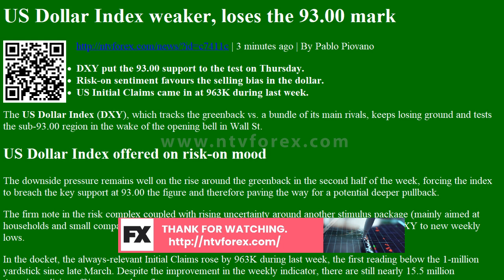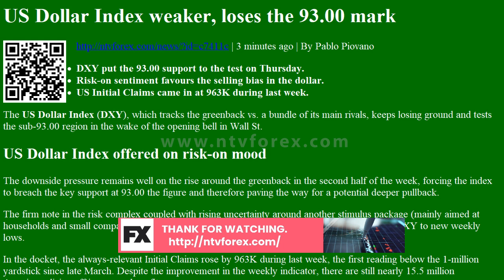In the docket, the always relevant initial claims rose by 963K during last week, the first reading below the 1 million yardstick since late March. Despite the improvement in the weekly indicator, there are still nearly 15.5 million Americans living off insurance benefits. Additional data saw export prices and import prices rising at a monthly 0.8% and 0.7%, respectively, during July.